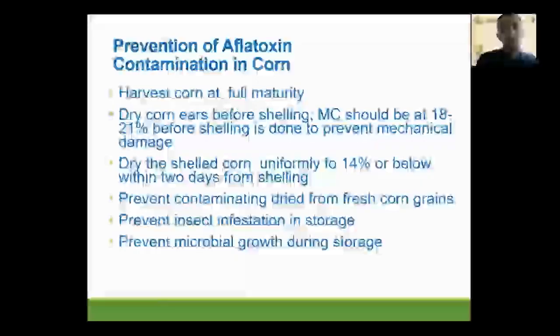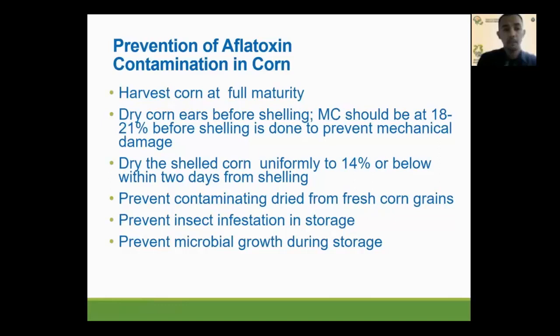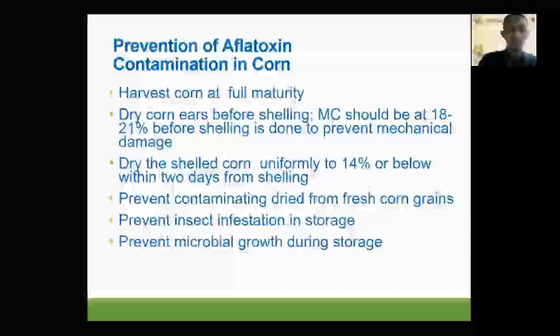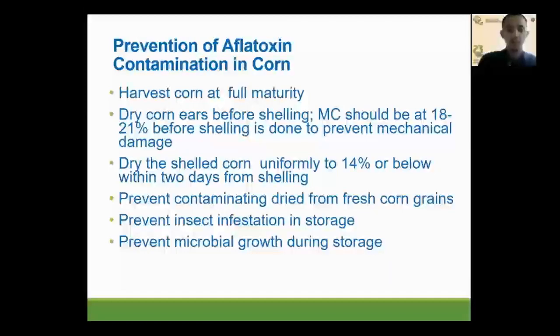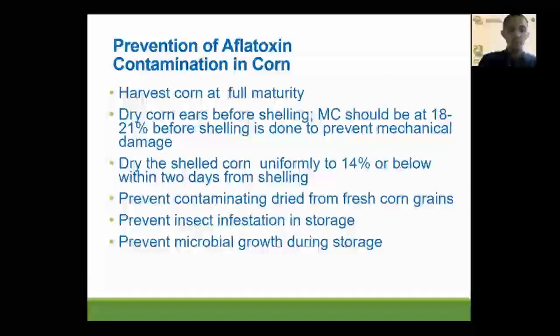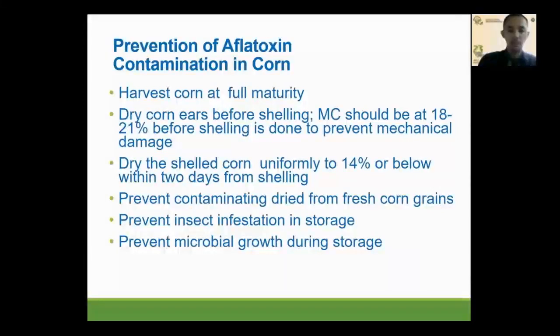So for prevention of aflatoxin contamination in corn, we have to consider the corn reaching its full maturity, and dry corn ears before shelling. Moisture content should be at least 18 to 21% before shelling is done to prevent mechanical damage. Dry the shelled corn uniformly to 14% or below within 2 days from shelling. Prevent contaminating dried from fresh corn grains, intermixing, and prevent insect infestation in the storage. Prevent microbial growth during storage.